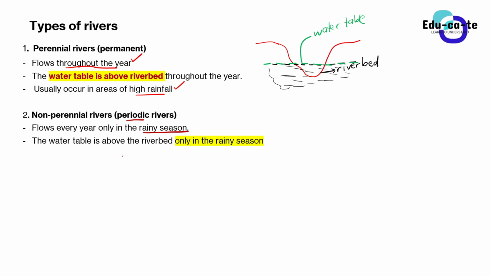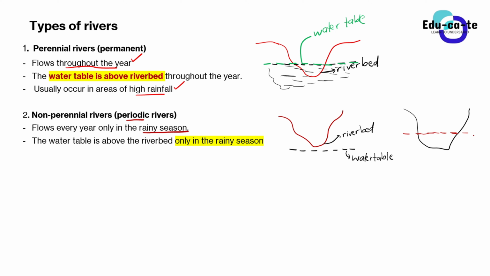So in this case, the water table is above the riverbed only in the rainy season. It means that during the dry season, for a non-perennial river or a periodic river, the water table is below the riverbed. Remember that this is the riverbed, the bottommost part of the river, and the water table is here. The water table is below the riverbed during the dry seasons, but during the rainy seasons you are going to see the water table, the top level of groundwater, rising to be above the riverbed.